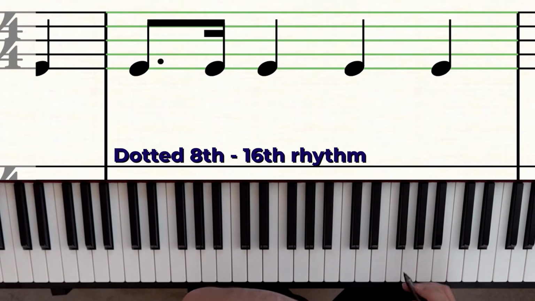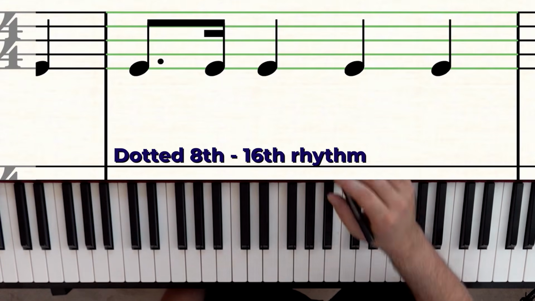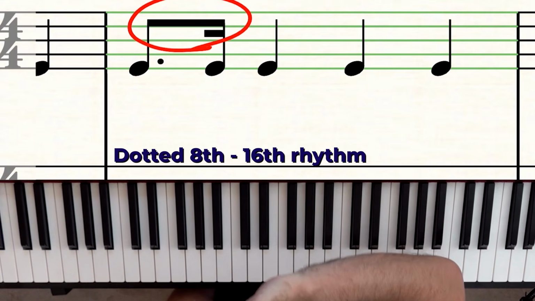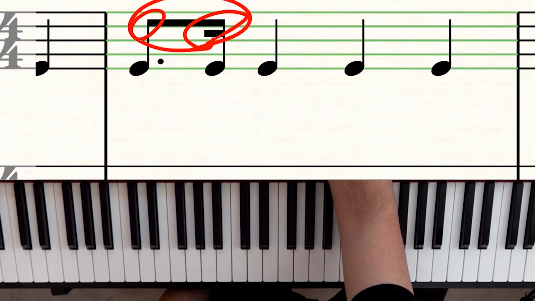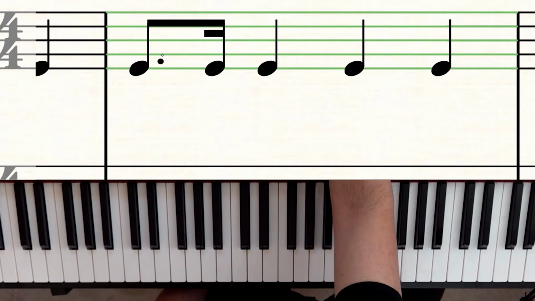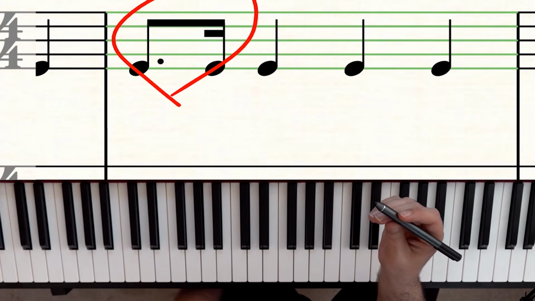On to the next one, the dotted 8th 16th. This is the last combo pattern, at least with 16ths. So we have our 16th here, the double flag, and then we have an 8th note here, but it's got a dot on it. So dotted 8th note, and I'm sure that looks spectacular. There we go. And then together they equal what? 2 beats? No, 1 beat.